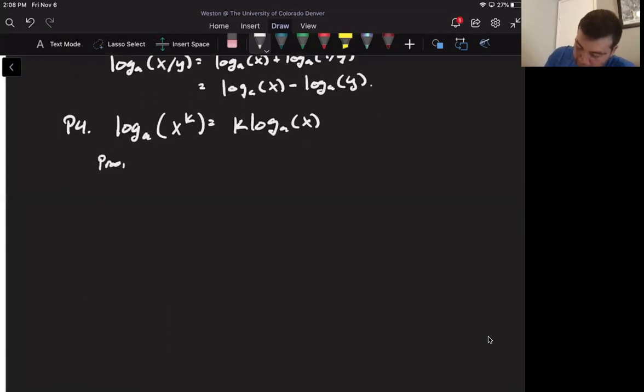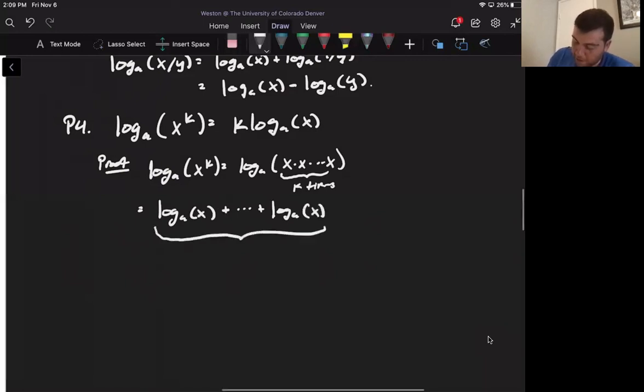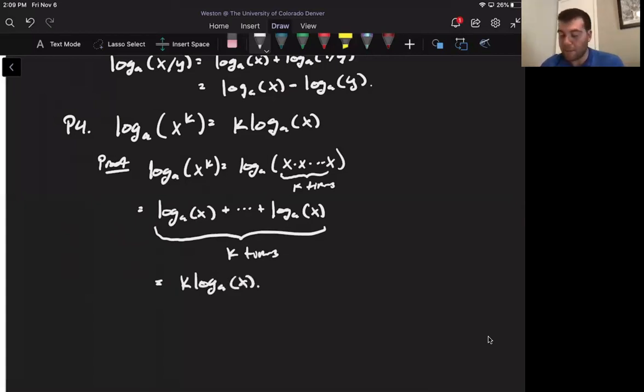And we'll do a quick proof for that. So log a of x to the k equals log a of x times x times x, k times, which is log a of x plus log a of x, k times, which equals k log a of x. So there we go. That was our property.